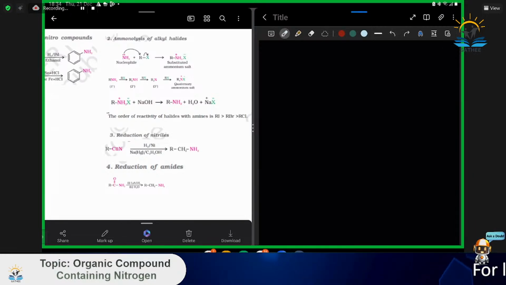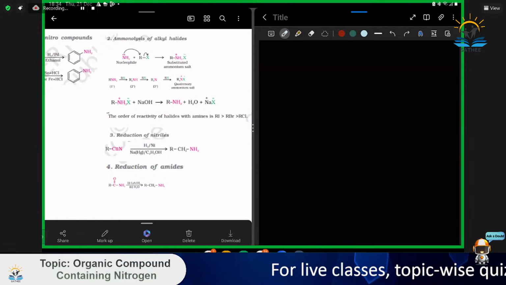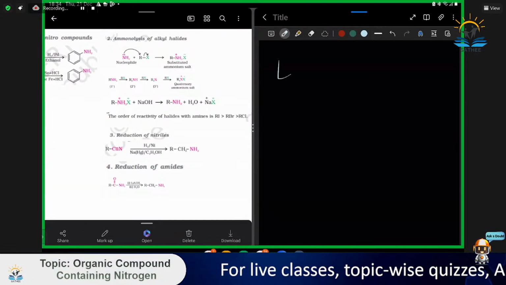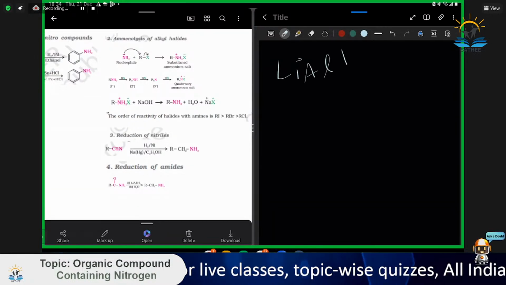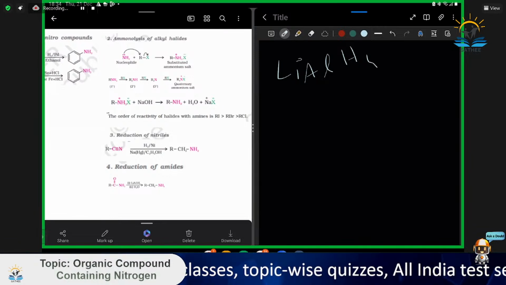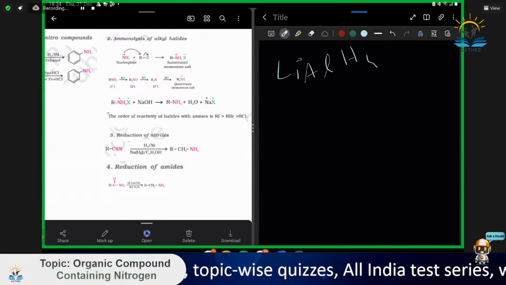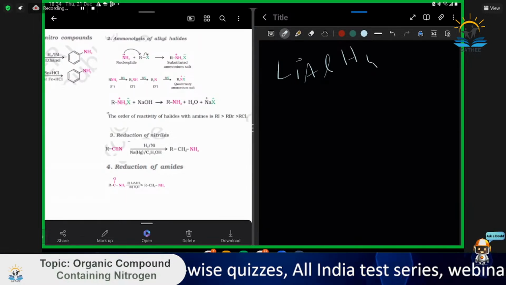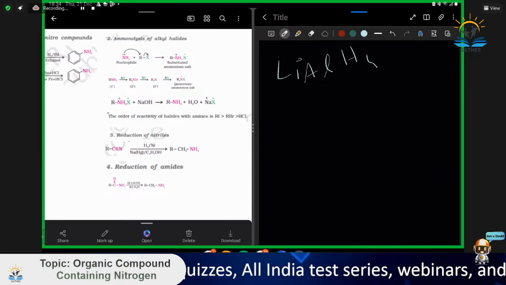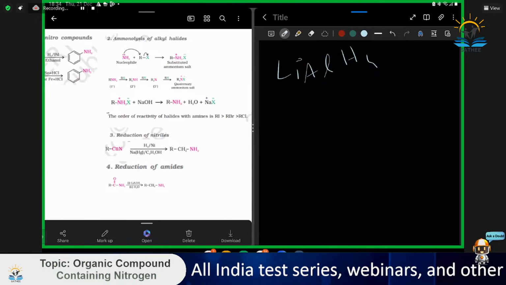H2 nickel is a very strong reducing agent. Next reaction is reduction of amides. Amides with LiAlH4, which is a mixed reducing agent. Instead of direct H2 reduction, this reagent forms complexes and reduces the compound.